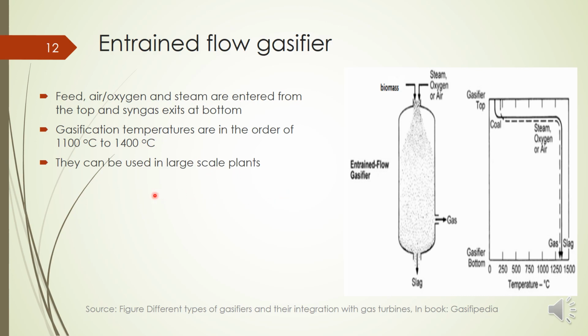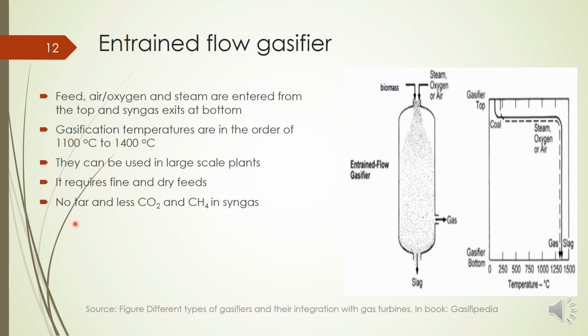They are very much suitable for large scale plants. That is the advantage of these entrained flow gasifiers. But the thing is, they require fine and dry feeds. So moisture content should be very low, and the particle size should also be small.